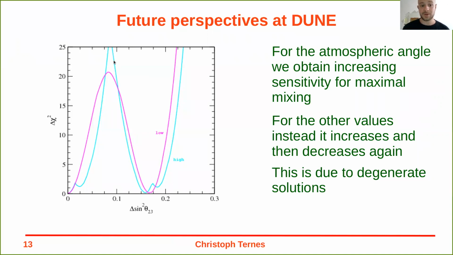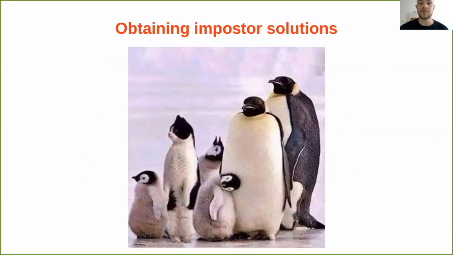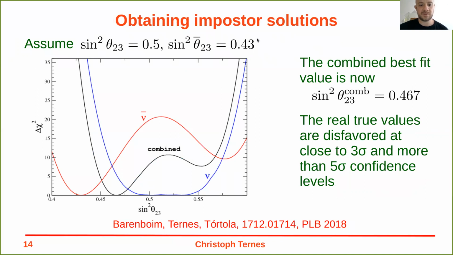So this brings me to another interesting topic in the context of CPT violation, and this is the topic of imposter solutions. The question is, how big is the error that we commit if CPT is violated, but we analyze the data in a CPT conserving way? To do this, we have generated a fake data set for DUNE, assuming maximal atmospheric mixing for neutrino parameters and a first octant value for the antineutrino parameter.